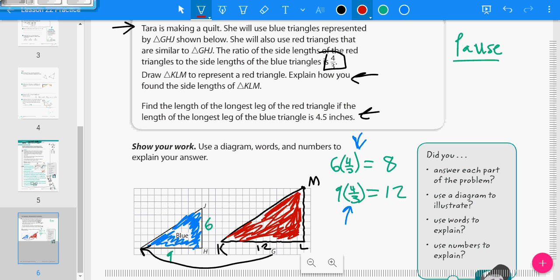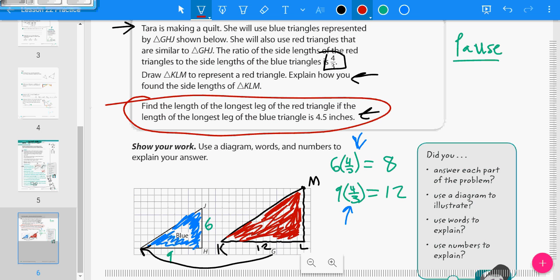And there's my triangle. Now, the last thing it says to do, which is right here, is find the length of the longest side of the red triangle if the length of the longest side of the blue triangle was 4.5. So we're just going to do the same thing as we did before. 4.5 times 4/3, because it's got to be 4/3 the size, just like the other side lengths. And that'll give us our answer to this. And if you multiply it out, I just checked it on my calculator to make sure, you get 6. So my answer to this question would be 6 inches. Boom. Done.